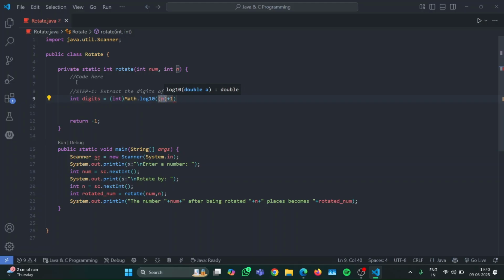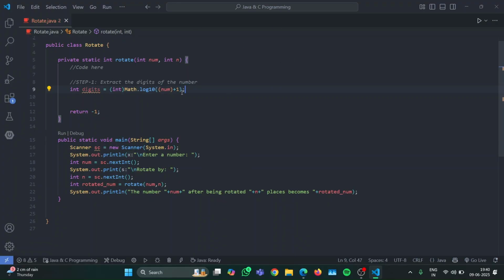So our given number is num. Instead of 10, we write num. This will extract the number of digits in our problem. So n is our number of rotation.